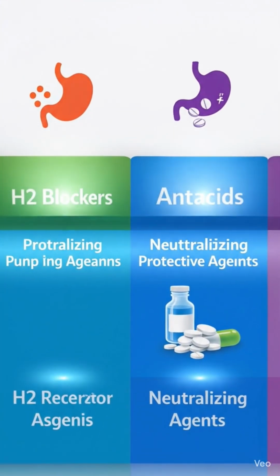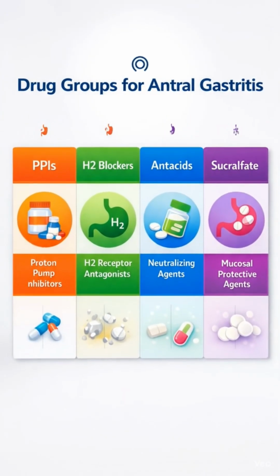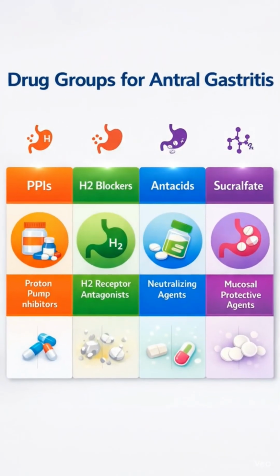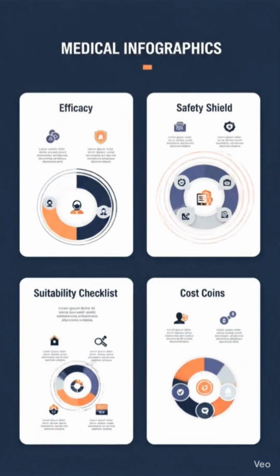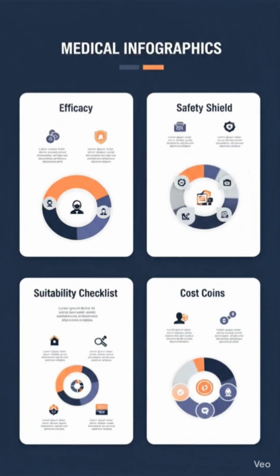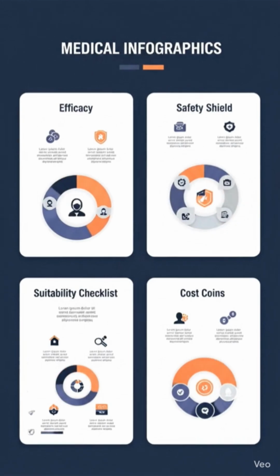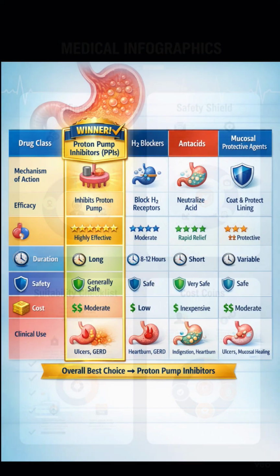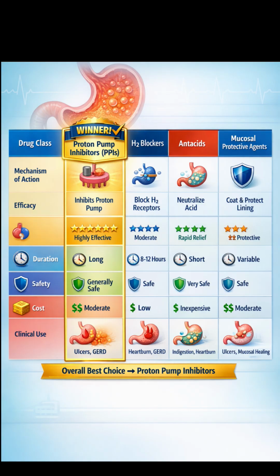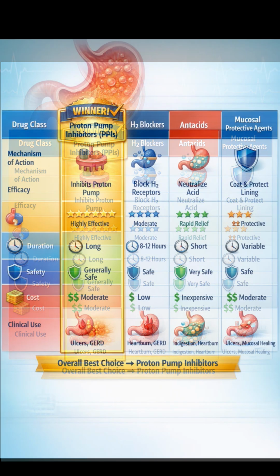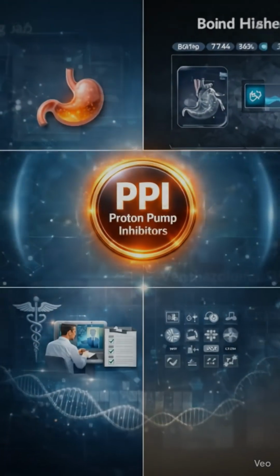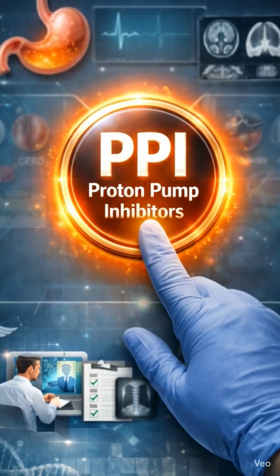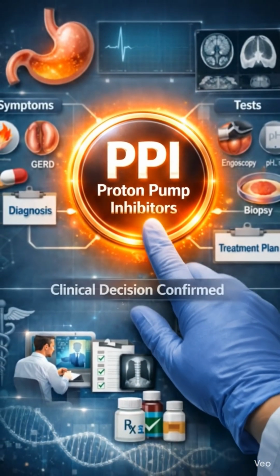These include proton pump inhibitors, H2 receptor blockers, antacids, and mucosal protective agents. Drug group selection is based on 4 criteria: efficacy, safety, suitability, and cost. Proton pump inhibitors provide superior acid suppression, once-daily dosing, and excellent safety. Other groups are less effective or provide only symptomatic relief. Therefore, proton pump inhibitors are selected as the most effective drug group for this patient.